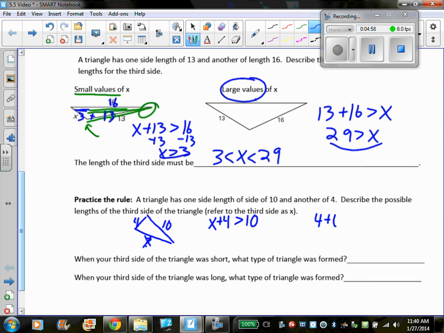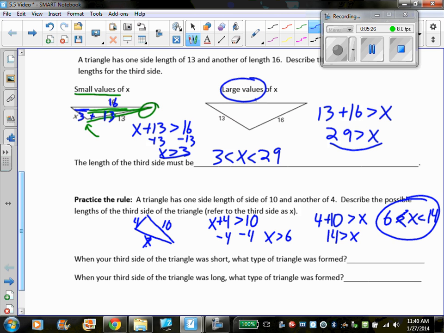So we're going to have 4 plus 10 being greater than x. So over here, we subtract 4 from both sides. We get that x is greater than 6. And over here, we find out that 14 is greater than x. So x could take on the values anywhere from 6 is less than x, which is less than 14. So x could be anywhere between 6 and 14.